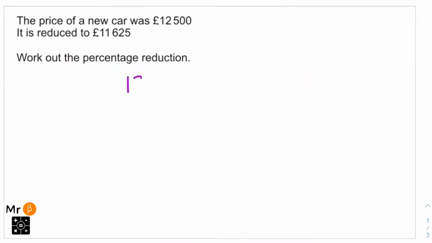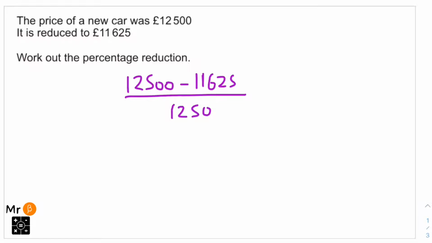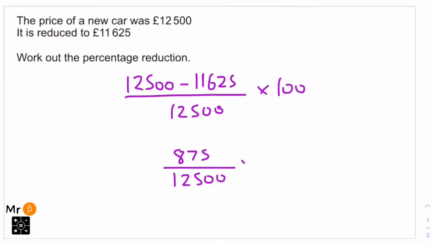Question 2, we're going to work out the difference between our two costs. We're going to divide it by the original, so the first price mentioned, and then we're going to times it by 100. So we need to work out what 12,500 take away 11,625 is, and that is equal to 875. We're then going to divide that by 12,500 and then multiply that answer by 100, and we get 7%. Again, because it has told us it is a reduction, we just leave it at 7%.